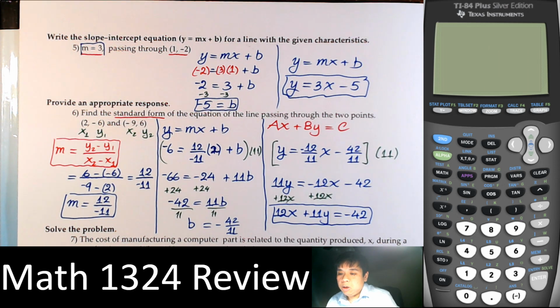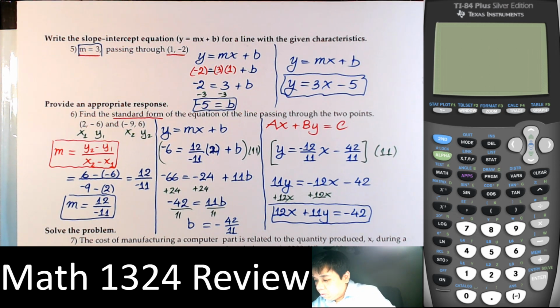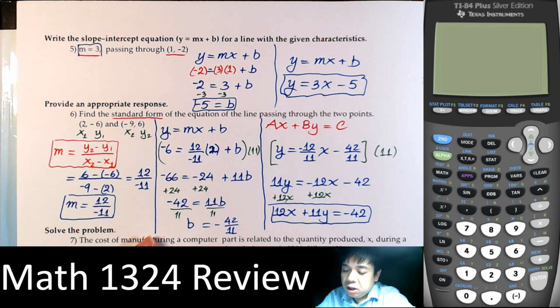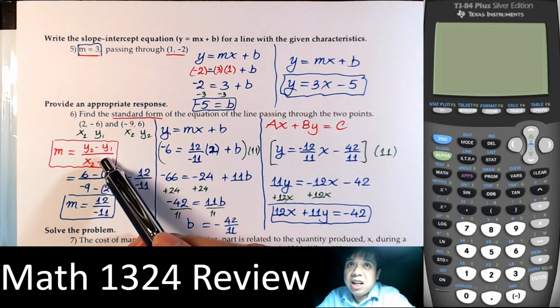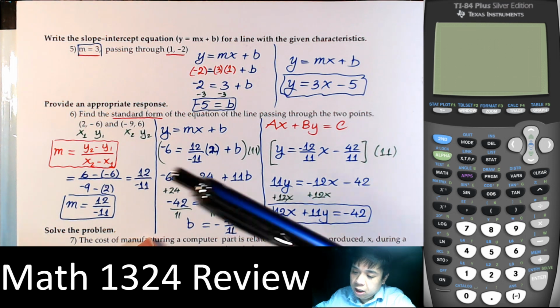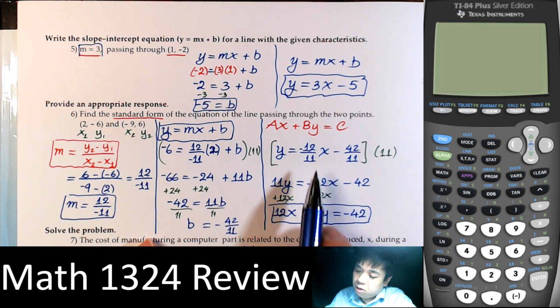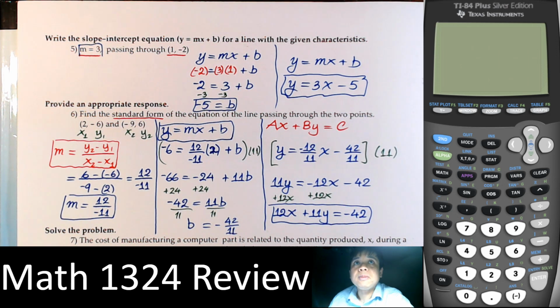Right. So for a linear equation, if we have 2 points, we can find the slope. This is the slope and intercept form, and that is the standard form, and we have that.